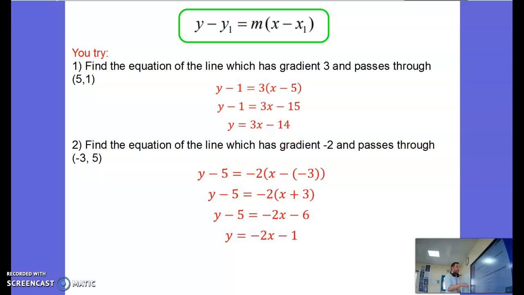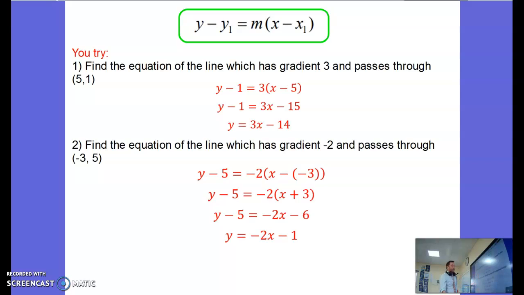The second one, we've got some negatives in there, so be very careful. X minus minus 3, change it to x plus 3. Then we'll multiply out the brackets. Negative 2 times x is negative 2x. Negative 2 times 3 is negative 6. And then we just tidy that one up as well. So we add 5 to both sides, and we get y equals negative 2x minus 1.